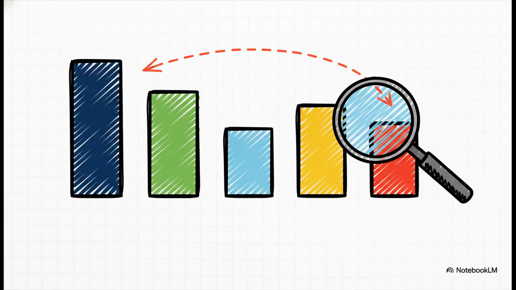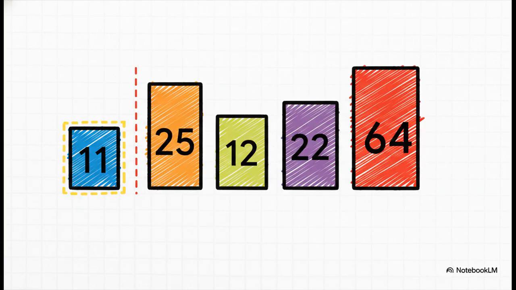In its first pass, selection sort scans that whole list, 64, 25, 12, 22, and 11. It quickly identifies that 11 is the smallest value. Then it performs just one single swap, putting 11 right in the very first position, trading places with 64. And with that one swap, the first position is now perfectly sorted and basically locked in.